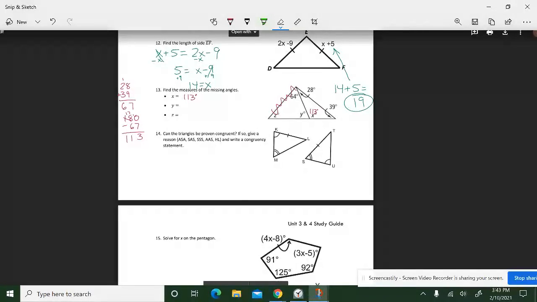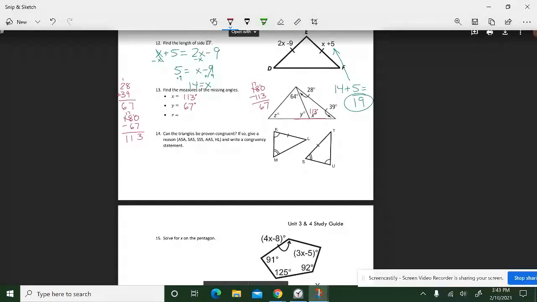So you could do it that way. But the other way to do it is X and Y are a linear pair. They make a straight line here, so they have to add up to 180. So I can take 180, I'll just do that over here, 180 minus X, which is 113. And that's going to tell me Y. And I should get 67. So Y is 67 degrees. But notice that it is the same as what I got when I added 28 and 39.